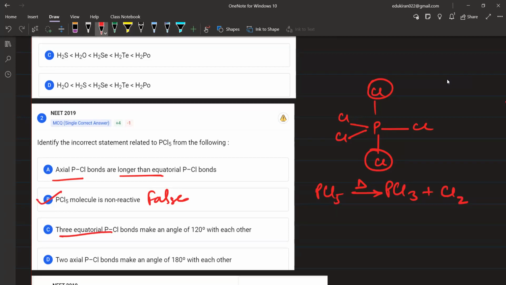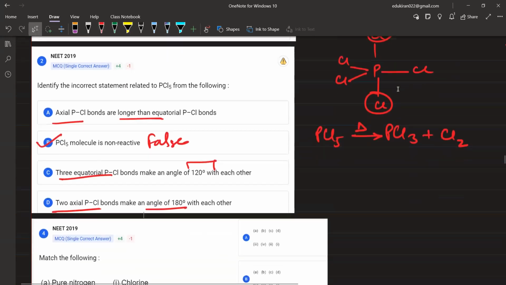Three equatorial PCl bonds make an angle of 120 degrees to each other. This is true. Two axial PCl bonds make an angle of 180 degrees with each other. That is also true. Okay, try this one.